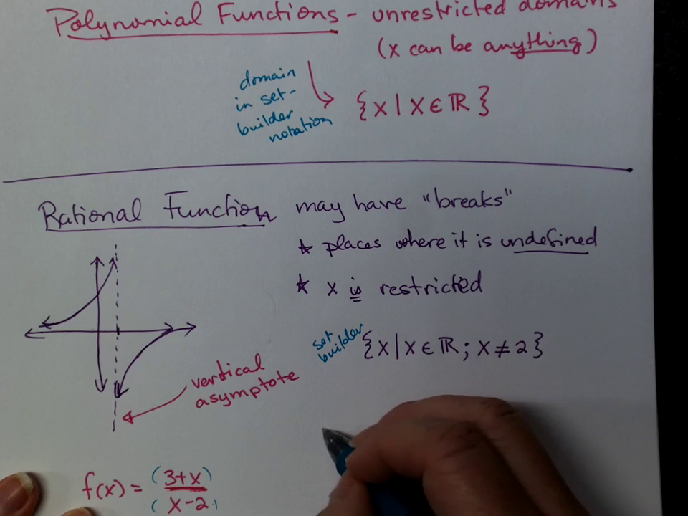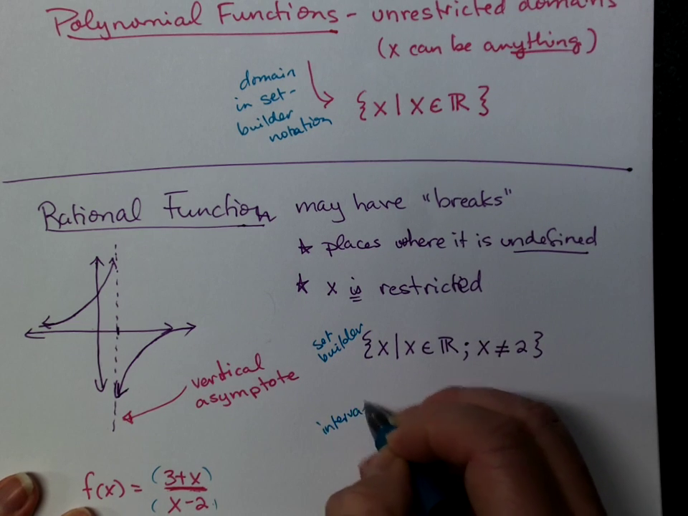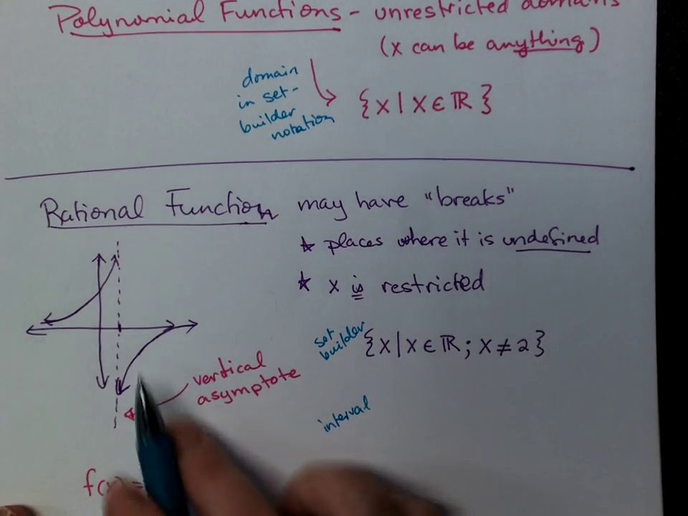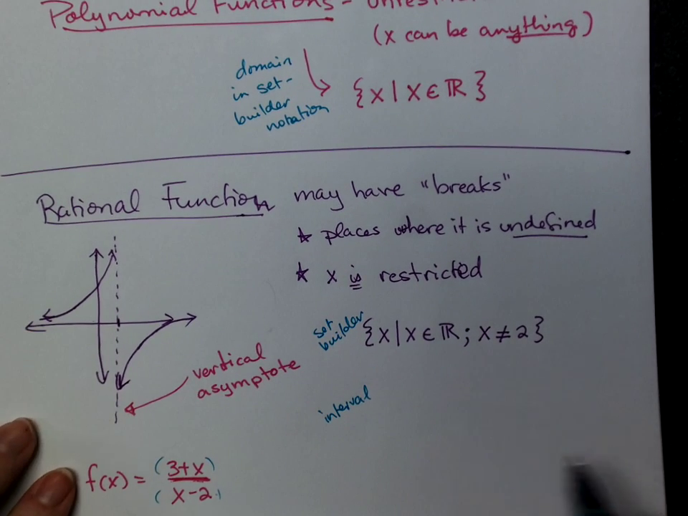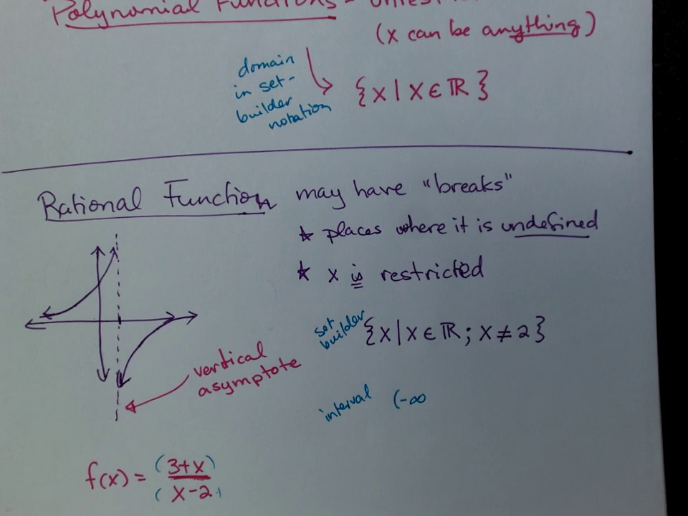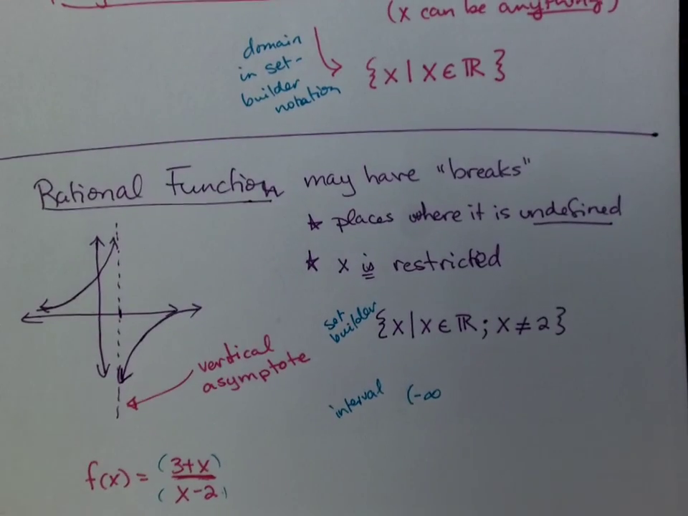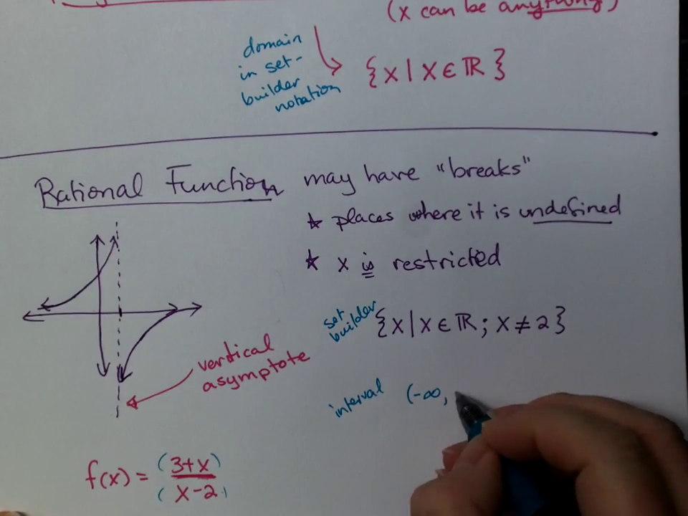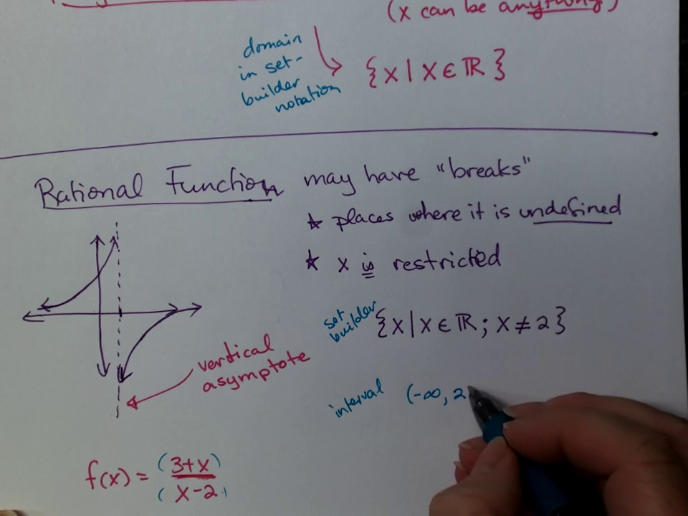But in interval notation, what is the smallest possible value that x can be here? Negative infinity. Right. And imagine yourself on the number line. You're starting at the smallest, negative infinity. You go up to where? 2. You hit it. At 2, you've got your asymptote. So you go up to 2. 2 is not included, right?